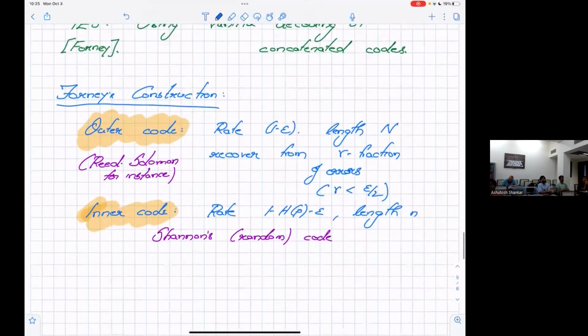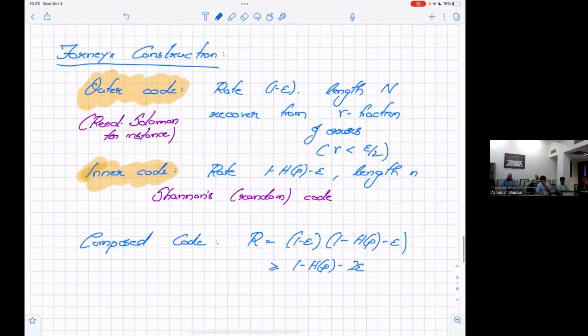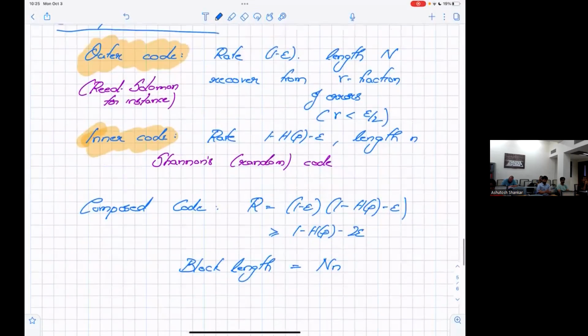So the composed code is going to be of rate (1 minus epsilon) times (1 minus H(p) minus epsilon). This is certainly greater than or equal to 1 minus H(p) minus 2 epsilon. Its block length is capital N times small n, and we are going to set small n to be something like some constant times log of capital N.